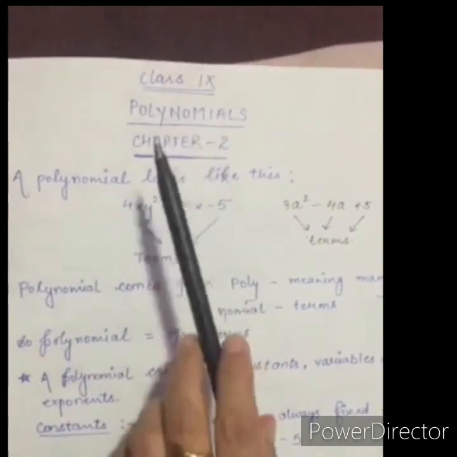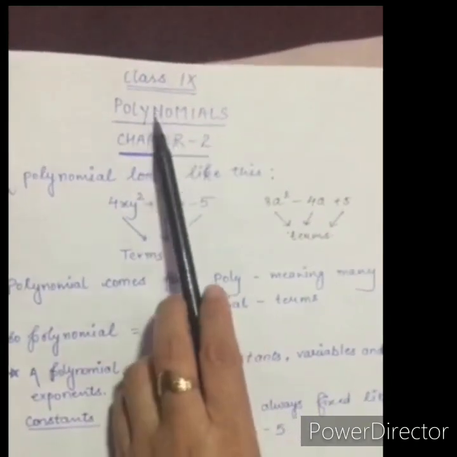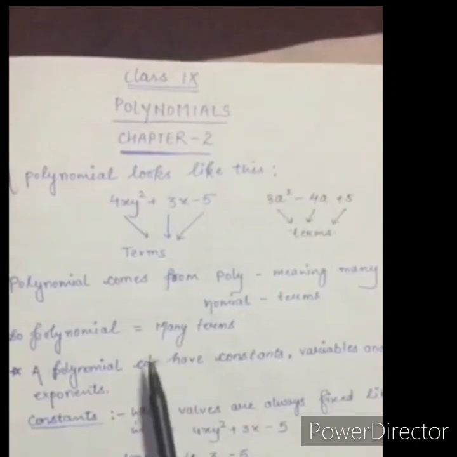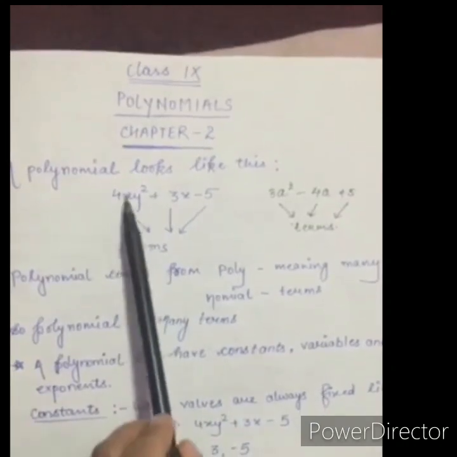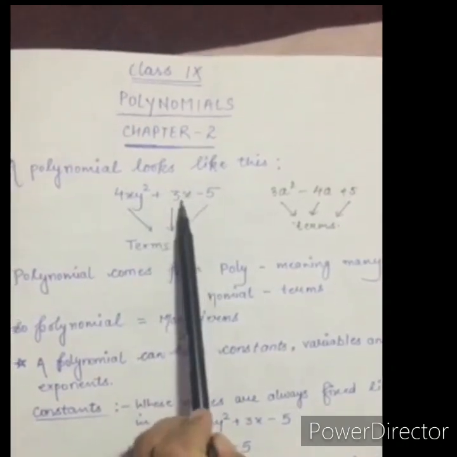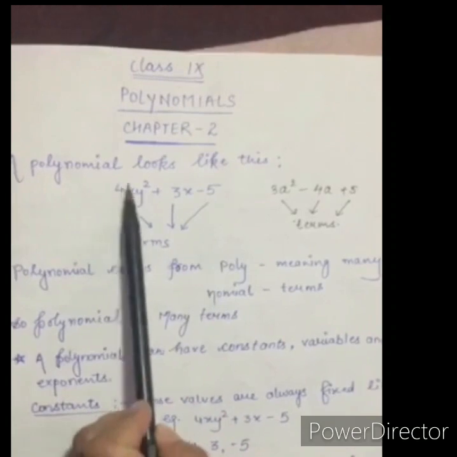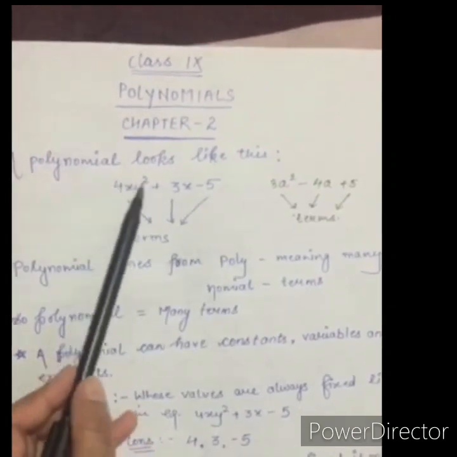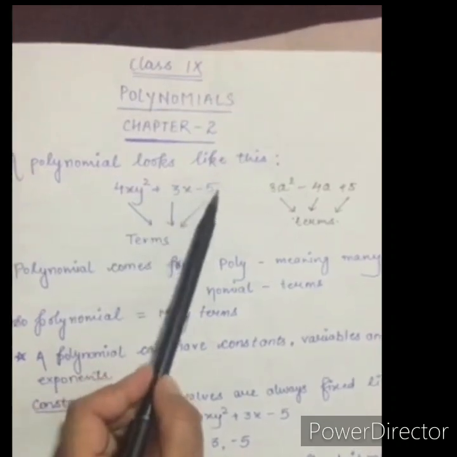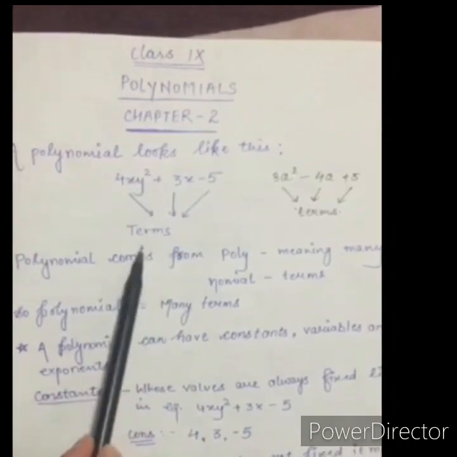Students, today we will take chapter 2, Polynomials, for class 9th. A polynomial looks like this, as given in this example: 4xy² + 3x - 5. This is a polynomial we have here. These three are called its terms.